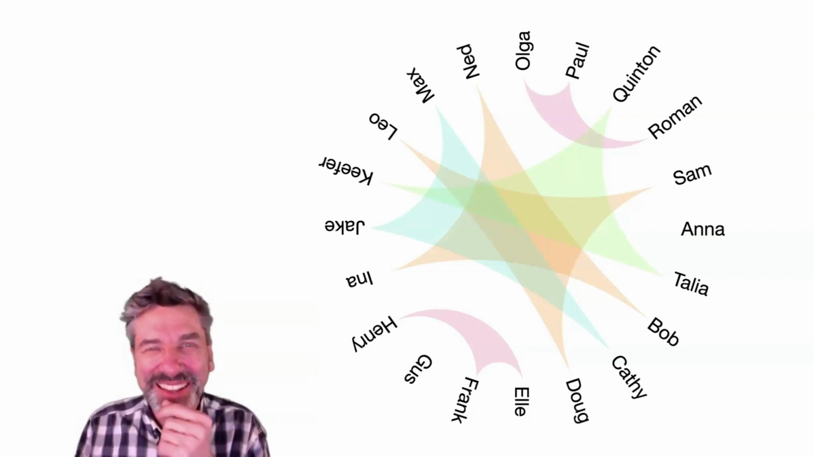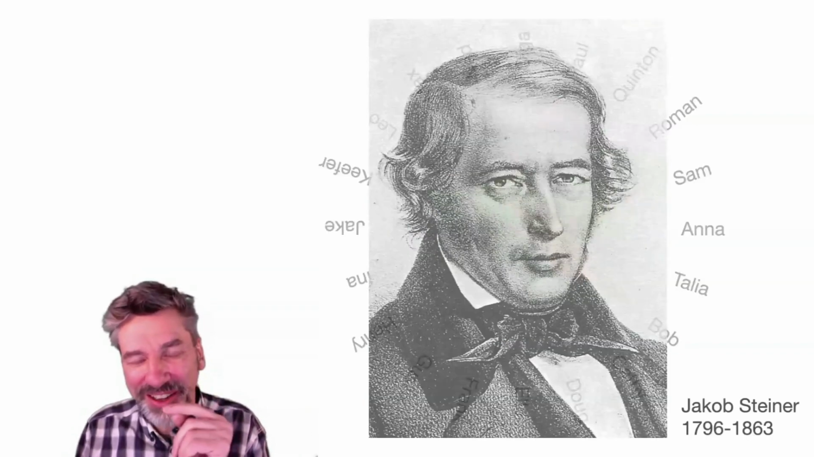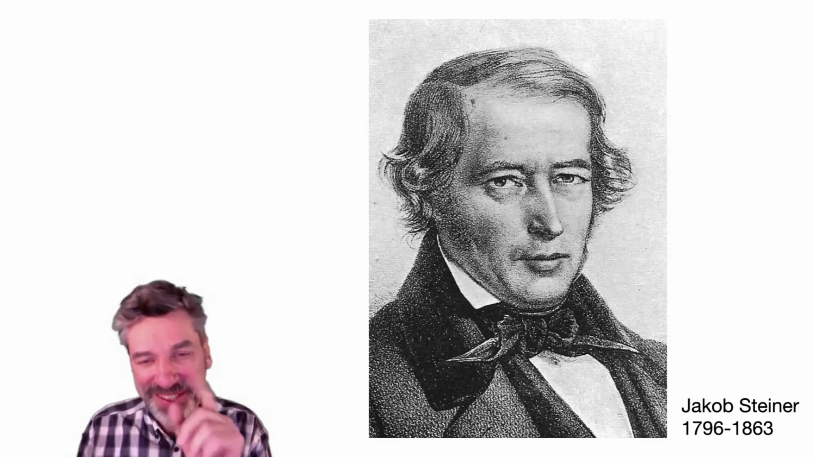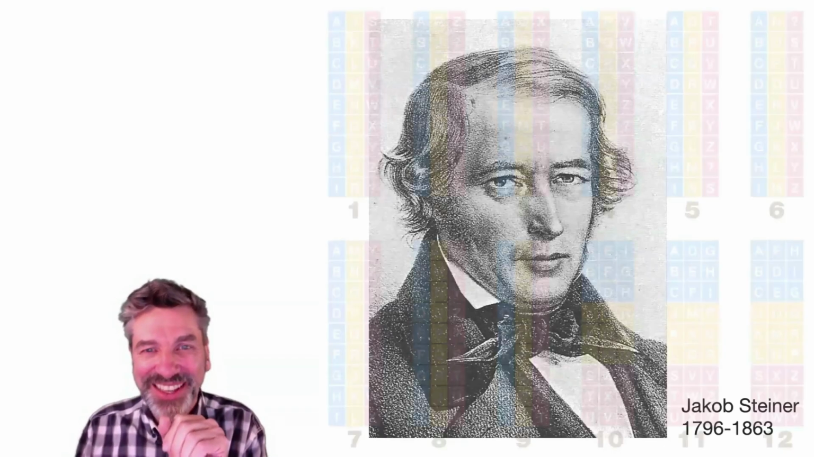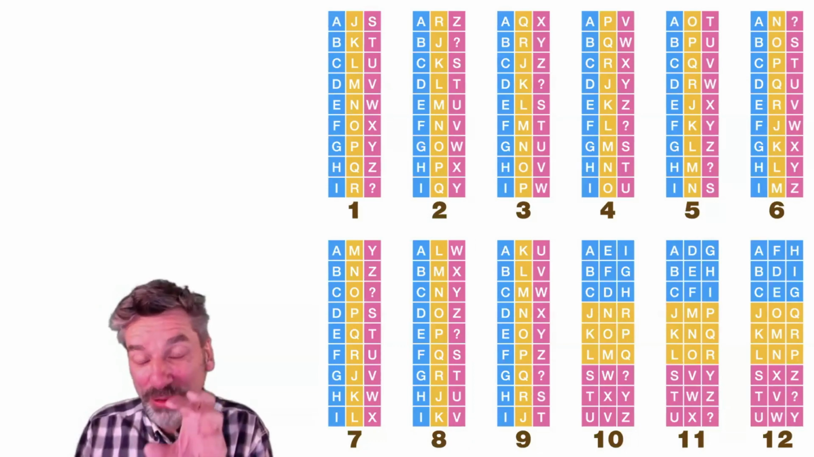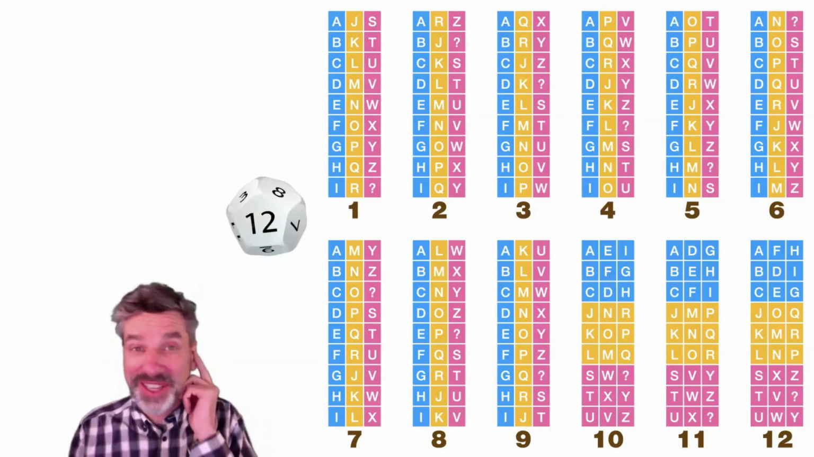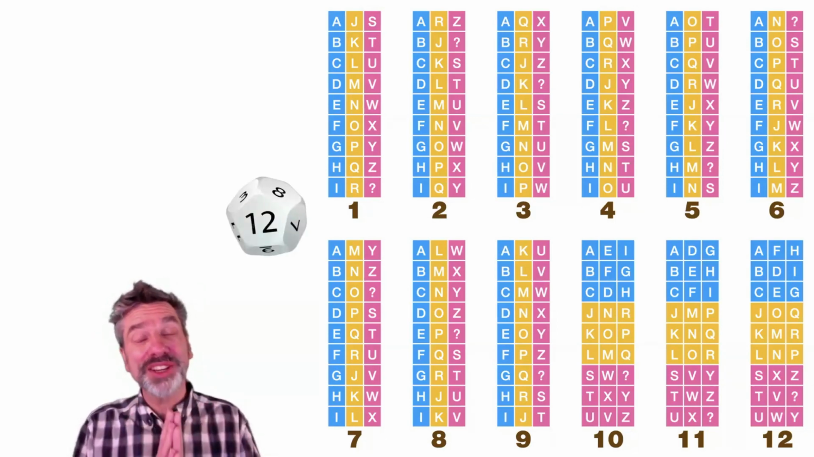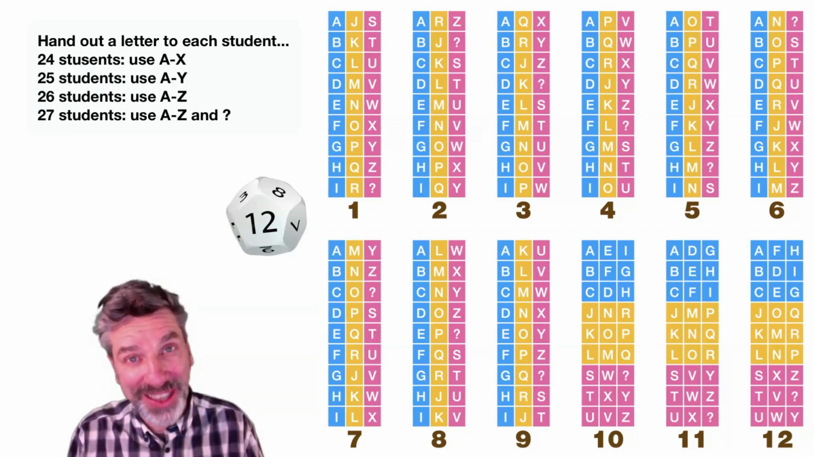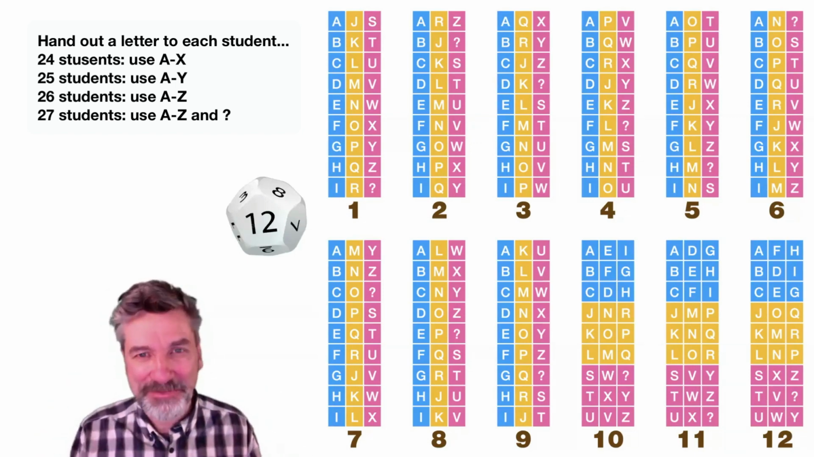Then I remembered, oh, there's a guy called Jacob Steiner, and hundreds of years ago, he worked on something that can be useful. So I took that and twisted it, and this is the way that you can randomize into triples with just a single dice roll. Okay, we're going to use a 12-sided dice. Unfortunately, this is only good for 24, 25, 26, or 27 people in your classroom. So this is not a general technique, but it's pretty interesting.